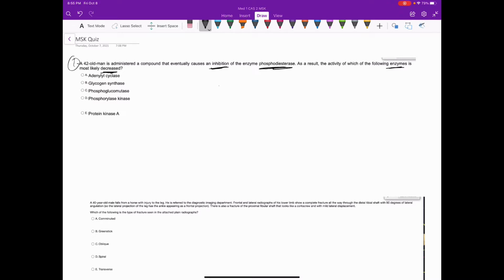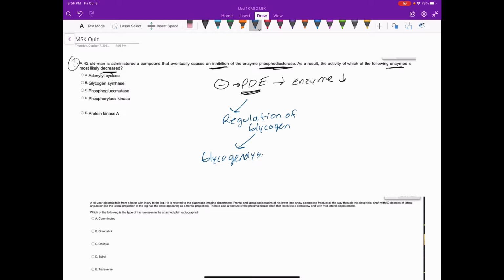Okay, so we have an inhibition of phosphodiesterase, right? So inhibition of it causes another enzyme to be decreased. Okay, so where is phosphodiesterase? Where is this used? Okay, so we use it for regulation of glycogen, right? In particular, glycogenolysis and glycogenesis. What are the differences between these two?